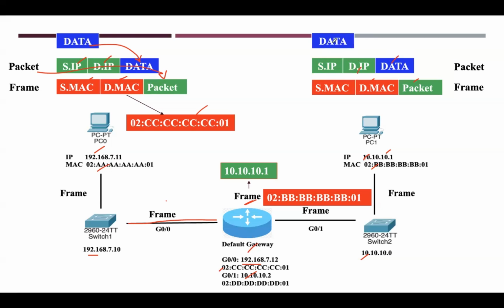This data can be any kind of data, like normal text data or any multimedia data like image, audio, video, etc. This is how data travels across two different private networks with the help of the default gateway.